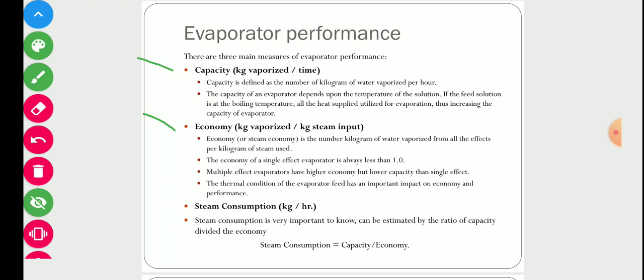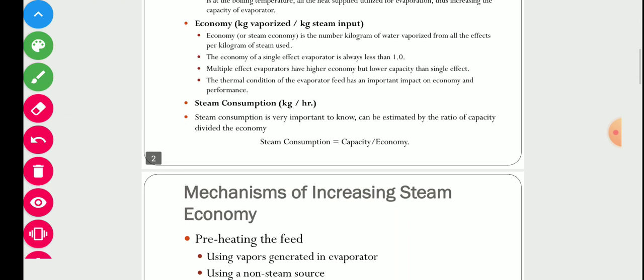Third is steam consumption. Steam consumption is the amount of steam consumed per hour. This is again very important to know and can be estimated by the ratio of capacity divided by economy. So steam consumption can be calculated by dividing capacity by its economy.